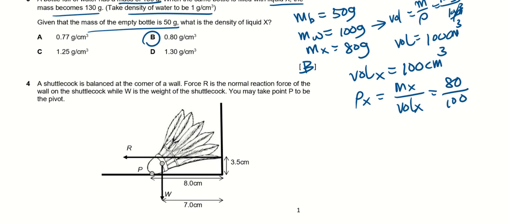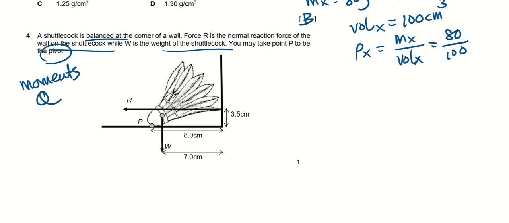Okay, question 4. A shuttlecock is balanced at the corner of a wall. Force R is the normal reaction force of the wall on the shuttlecock, so it's acting on the shuttlecock, while W is the weight of the shuttlecock, so again W is acting on the shuttlecock. You may take point P to be the pivot. Once you see the pivot, it means it's going to be a moments question.